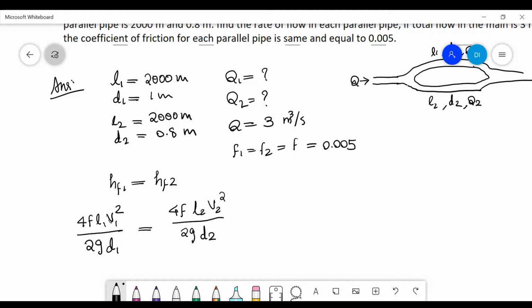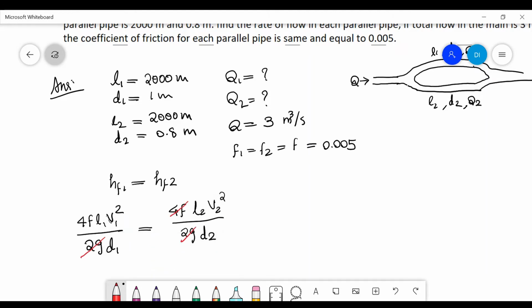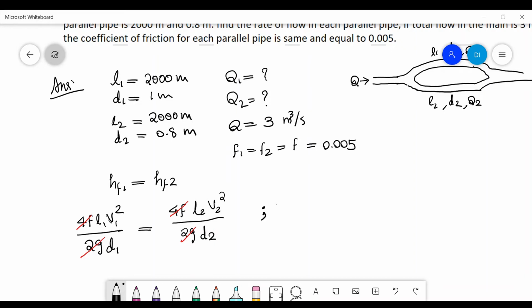So we know this relation. From this we have to calculate V1 and V2, then we can easily calculate Q1 and Q2. So from this equation we can just cancel out similar terms on the right hand side and left hand side. So we got L1 V1 square by D1 is equal to L2 V2 square by D2.